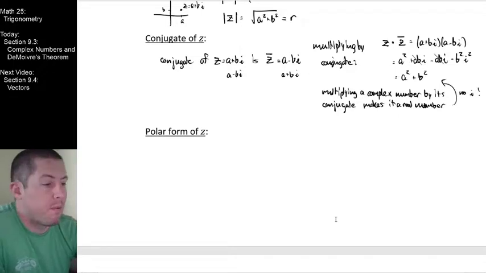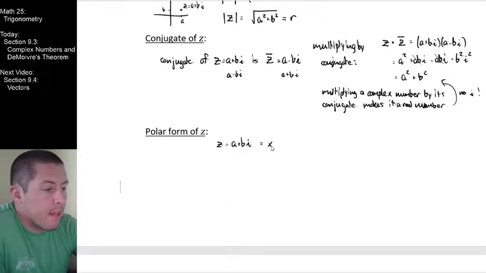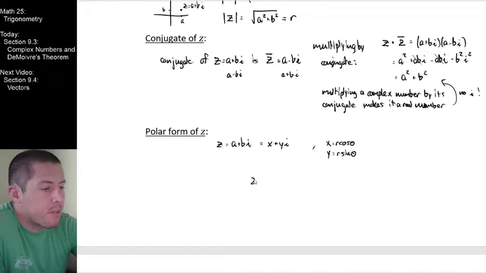So for the polar form of our complex number, we're just going to think about z being like this a plus bi, or as maybe being like our x plus yi. And I remember that x equals r cos theta and y equals r sin theta. And so maybe we can go ahead and make this substitution in here and say z equals r cos theta plus r sin theta times i.